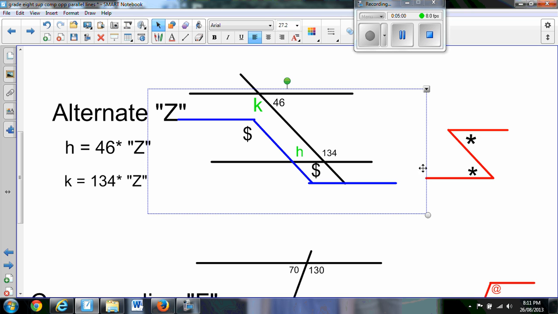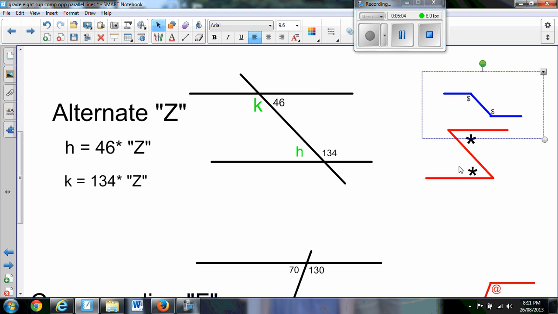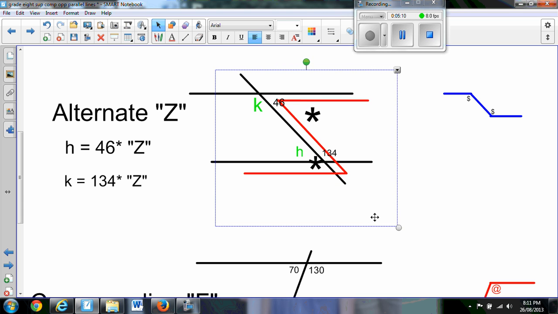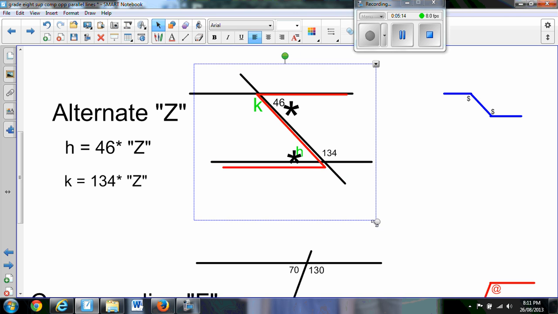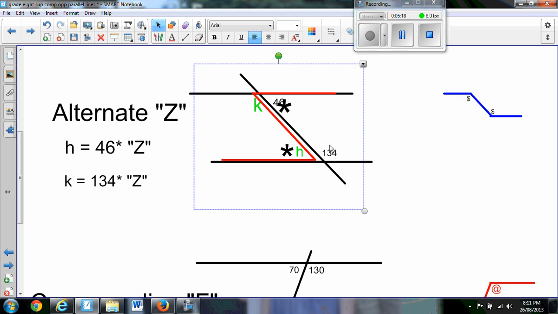When we do the next one, let me move this one out of the way. When we do the other Z pattern, it's the same thing. You pull it larger and you draw it so it fits in nicely with yours. But you can see that with this Z pattern, this angle and this angle are going to be the same. It's the inside angles of the Z, 1 and 2.